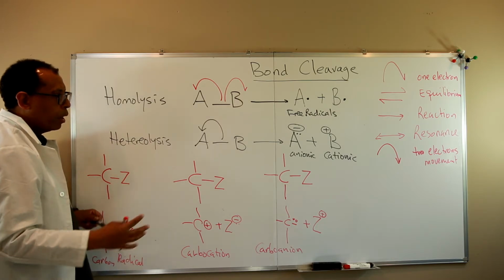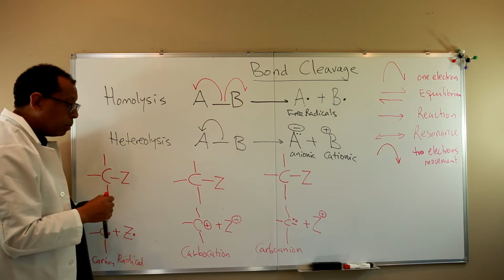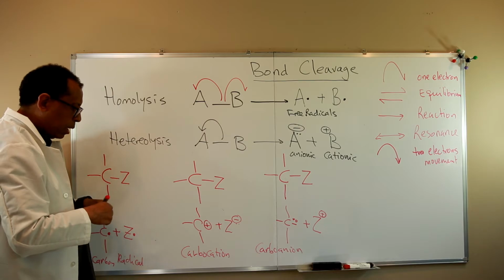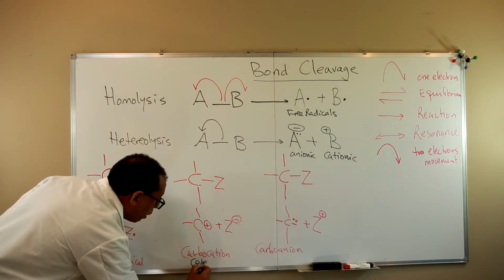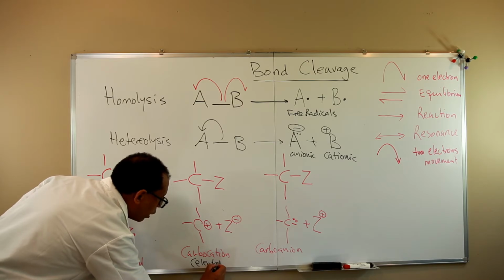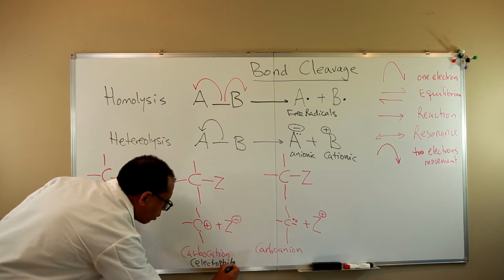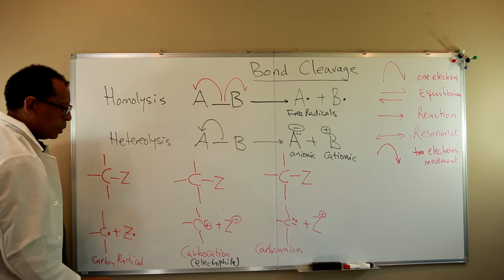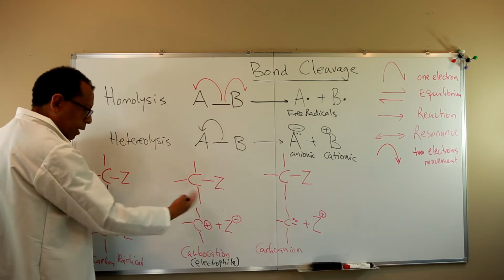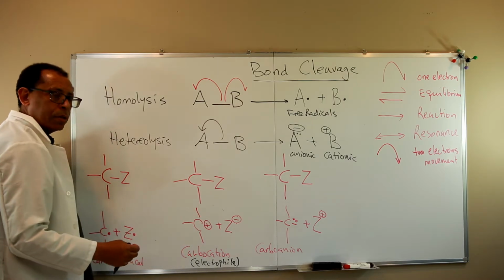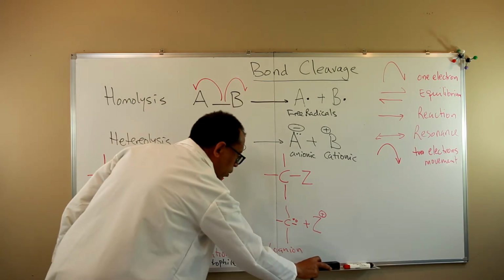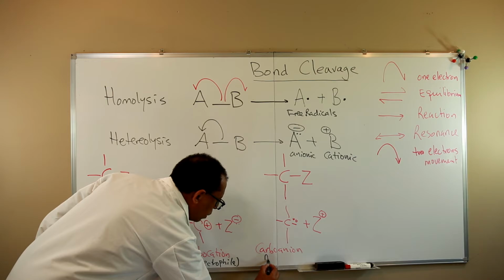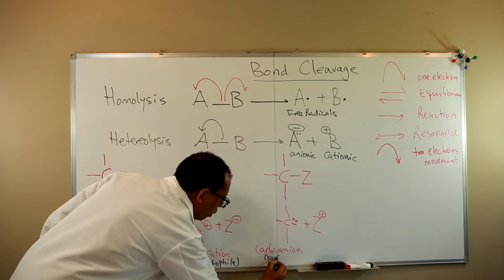So now we are starting to build our terminologies. A carbocation is an electrophile. It wants to capture electrons. It's an electrophile. It likes to have electrons now because it's highly positively charged. Here, this species is a carbanion, so it's a nucleophile. Nucleophile.